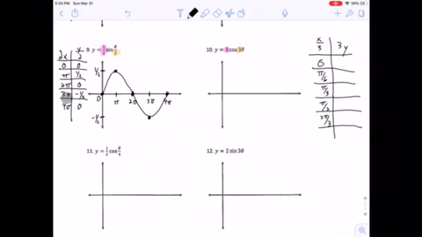So now our y values, we're at cosine, so we're starting at 1. 1 times 3 is 3. 0 times 3 is 0. Negative 1 times 3 is negative 3. 0 times 3 is 0. 1 times 3 is 3.